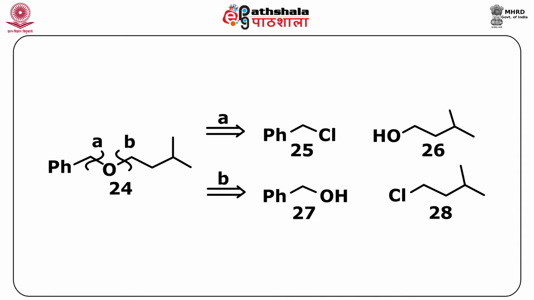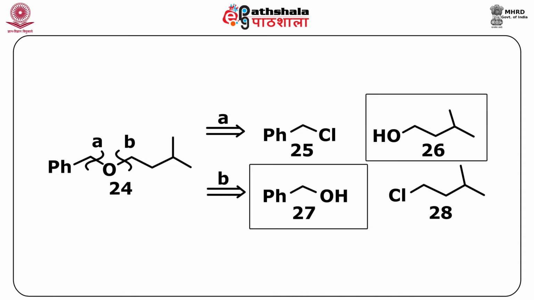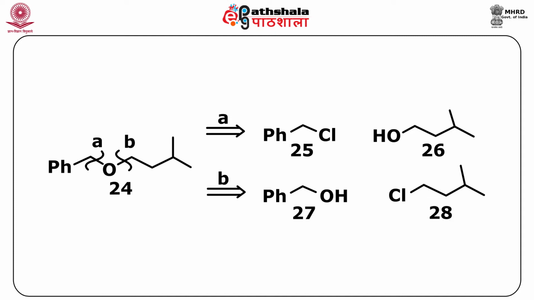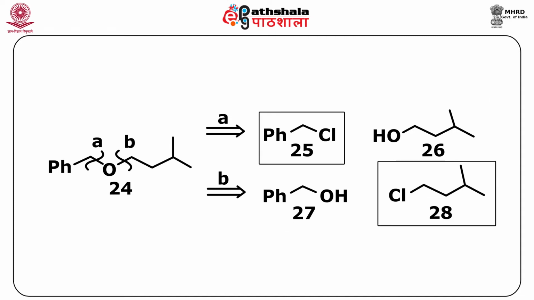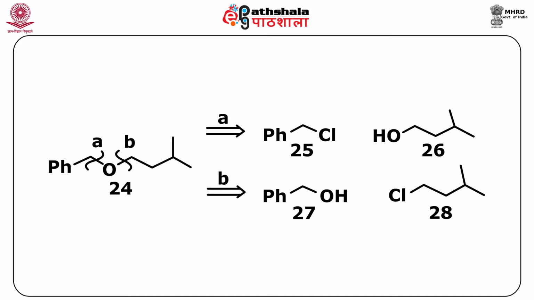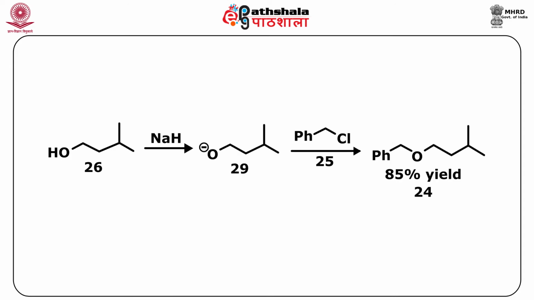In this case, for the synthesis, the starting materials will be an alcohol 26 or 27, or an alkyl halide which could be 25 or 28, depending upon which sequence is being followed, A or B. The reaction can take place by the reaction of the alcohol 26 with the base sodium hydride. The alcohol gets converted to alkoxide anion 29, which further reacts with benzyl chloride 25 to form the ether 24 in about 85% yield, as shown in the figure.